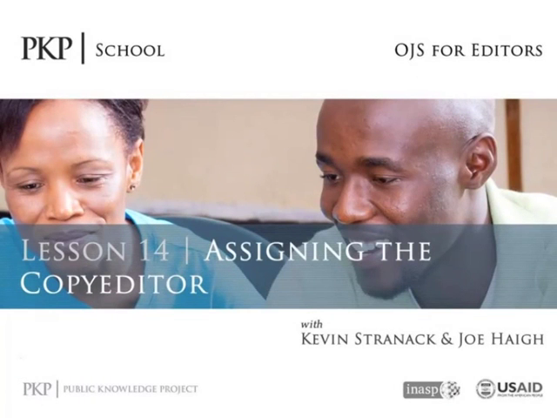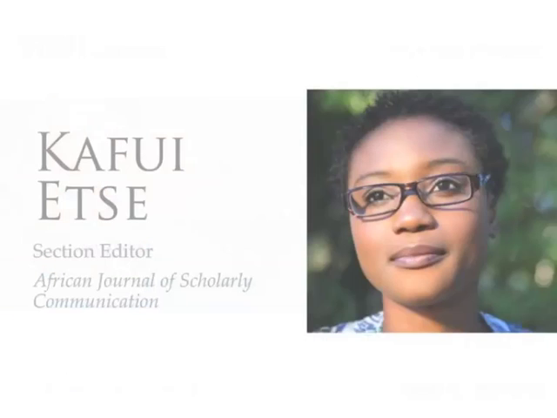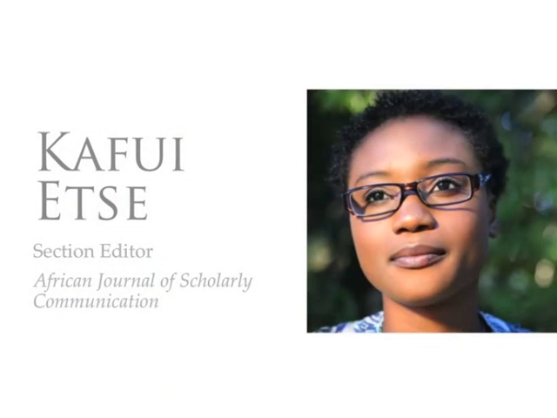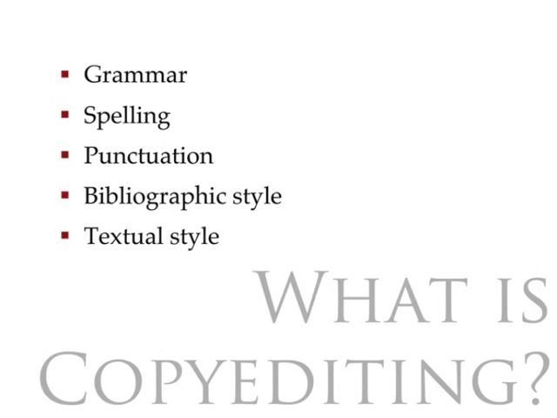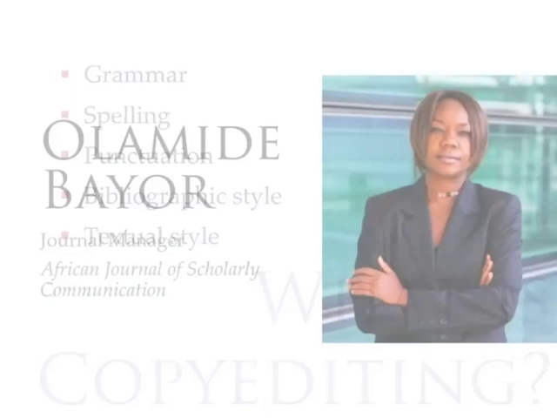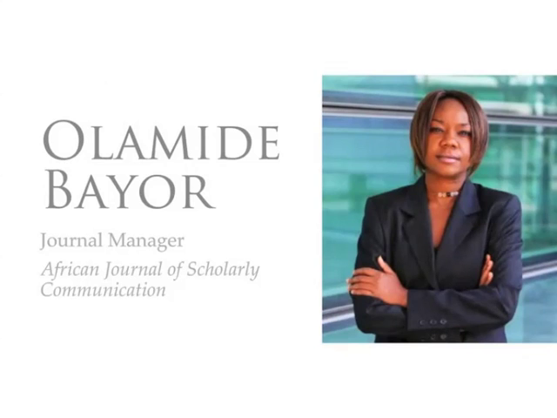In this lesson, we'll start the copy editing process with a look at how CAFWE, the section editor, assigns a copy editor to the submission. You'll remember from the overview lesson that copy editing does not deal with the substance of the article. At this stage, the copy editor edits accepted articles for grammar, spelling, punctuation, and conformity to the journal's bibliographic and textual style. Depending on the number of staff for a journal, the journal manager can configure OJS so that copy editing is done by a separate copy editor or by the editor or section editor.